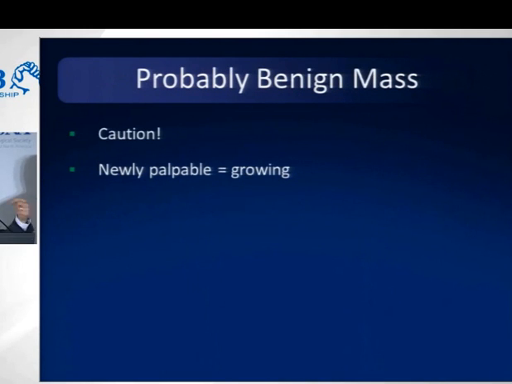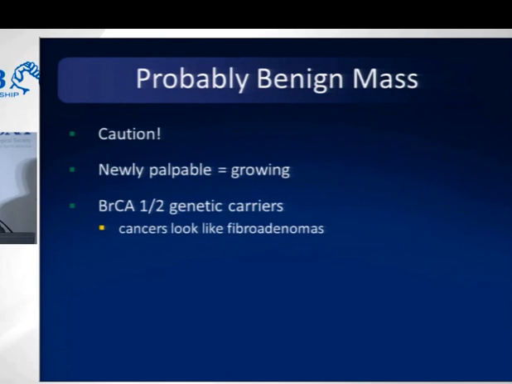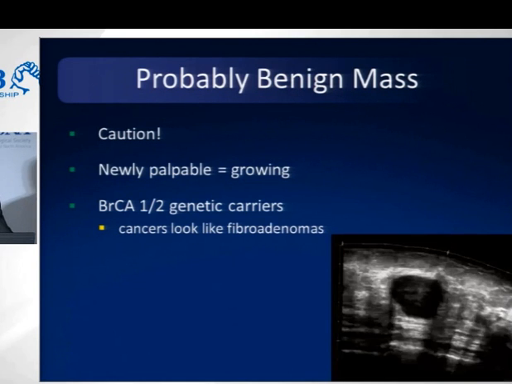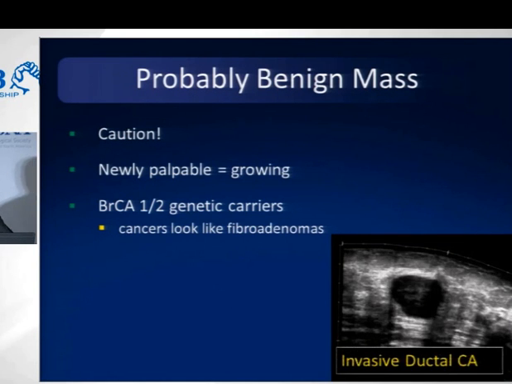Because remember, if the patient says, I feel a lump today, and by the way, I didn't feel it 2 months ago, that suggests growth. That suggests the mass is growing, and you really want to be ultra cautious with a growing solid mass. In particular, for patients who are genetic carriers, you need to know that the cancers of women who are genetic carriers can more often look like fibroadenomas. So in general, if I saw a mass that looked like a fibroadenoma on a genetic carrier, I am not going to follow that mass.